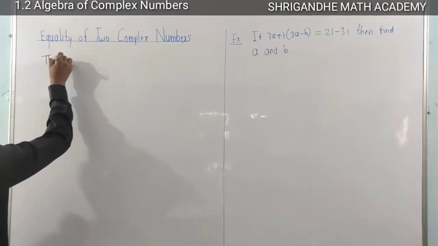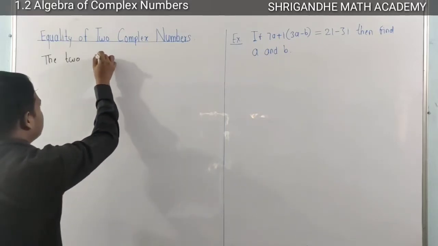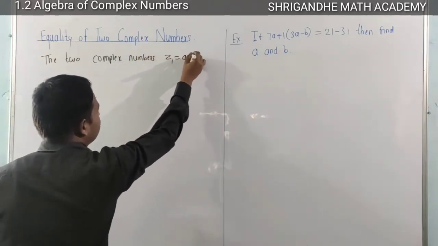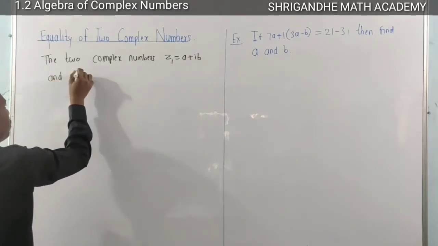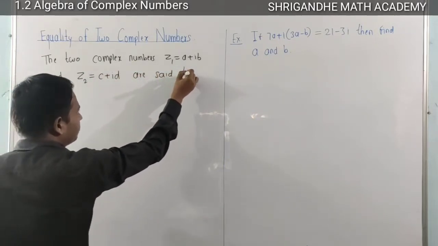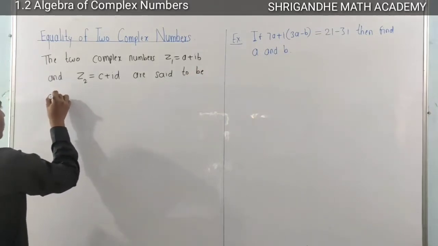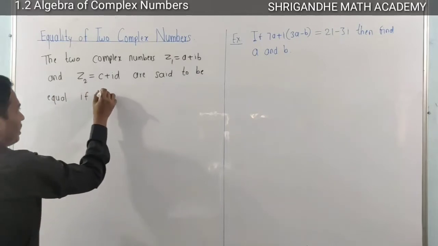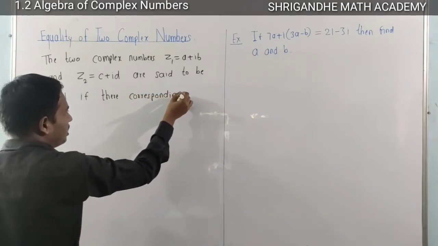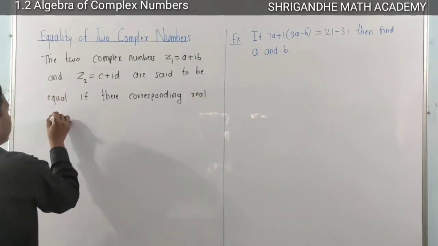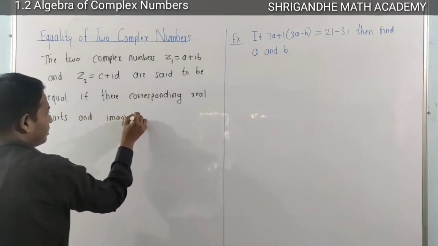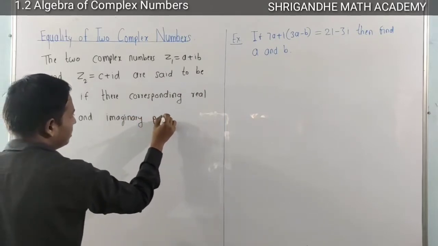The two complex numbers Z1 equal to a plus ib and Z2 is equal to c plus id are said to be equal if their corresponding real part and imaginary parts are equal.